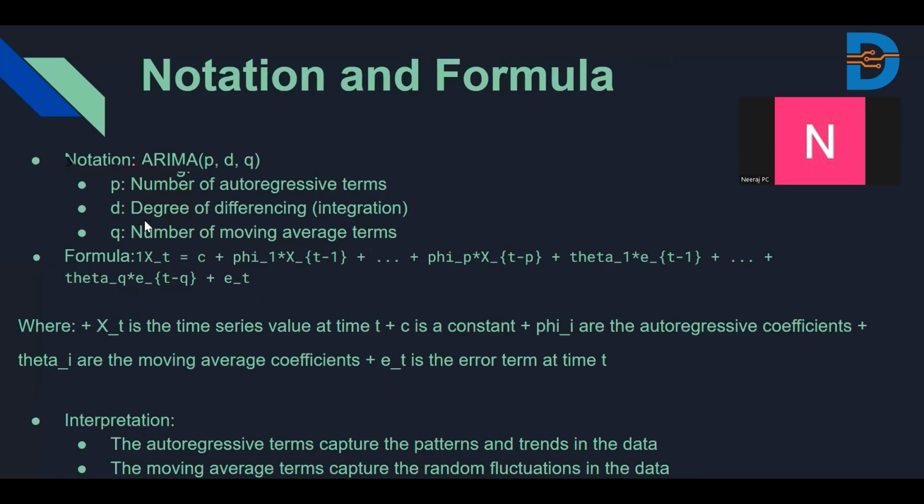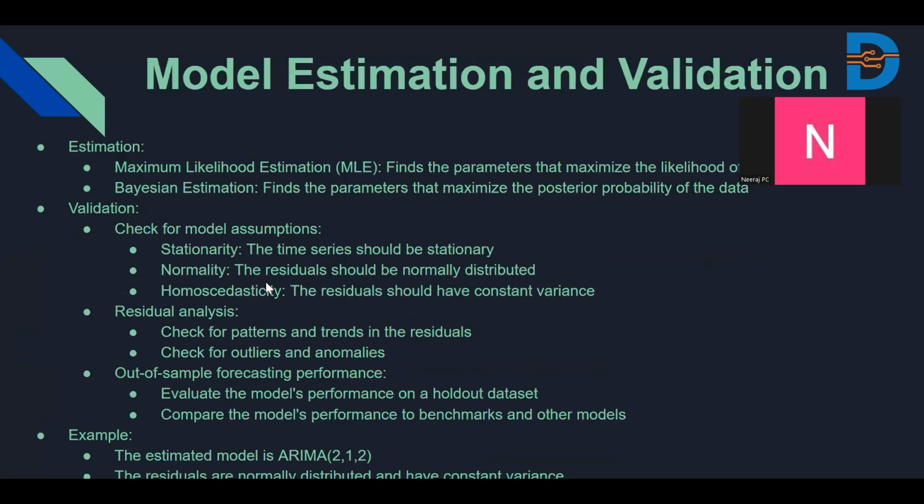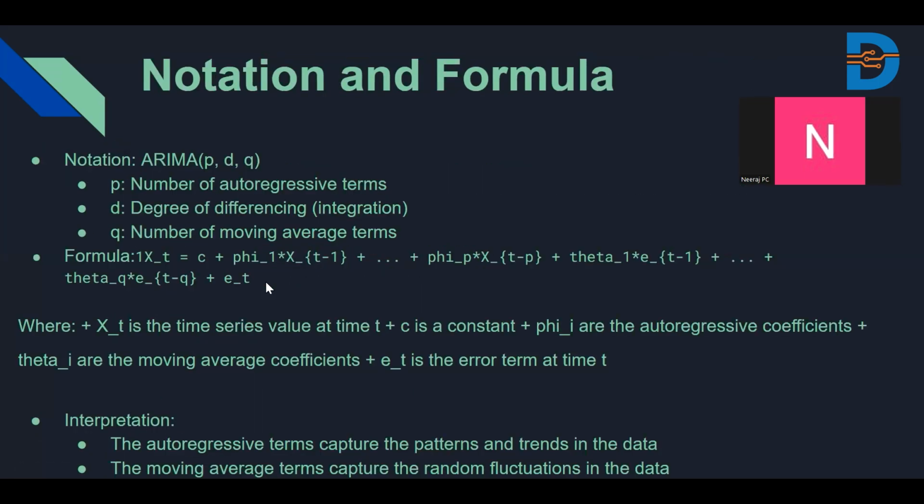So these are the components, the terminologies, and the formula. In ARIMA, we have the parameters p, d, and q. p stands for the number of autoregressive terms, d stands for the degree of differencing, and q stands for the number of moving average terms. So this is the formula, and these are the terminologies.